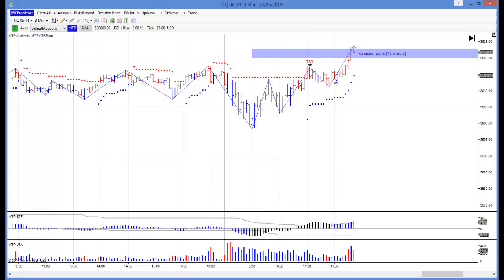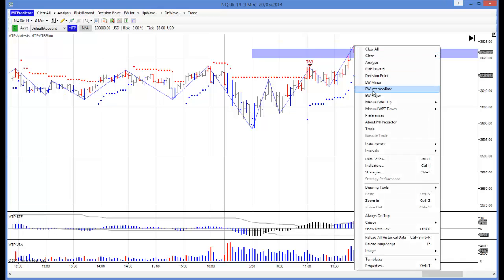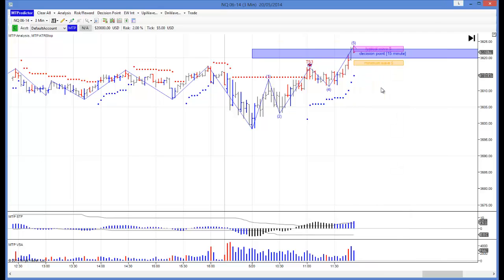Now this is where we can use some of our other MTPredictor tools. One of them is our Elliott wave tool. So let's hover over this bar. Let's come down and do Elliott wave intermediate, which is the intermediate degree Elliott wave count. It's the one that I tend to use the most. And as you can see, the software has found a clear and nice and clean 5-wave sequence going up into this high. Starts at a good pivot, goes up.